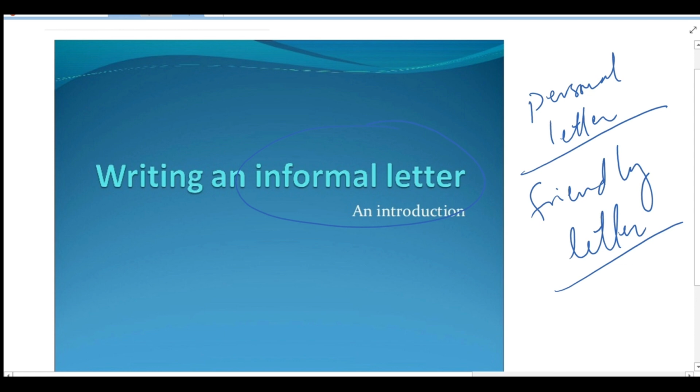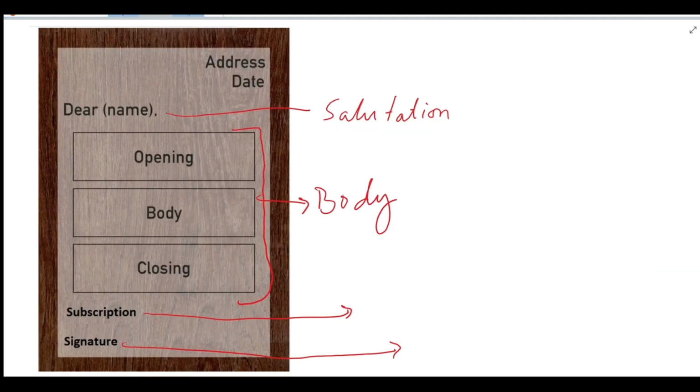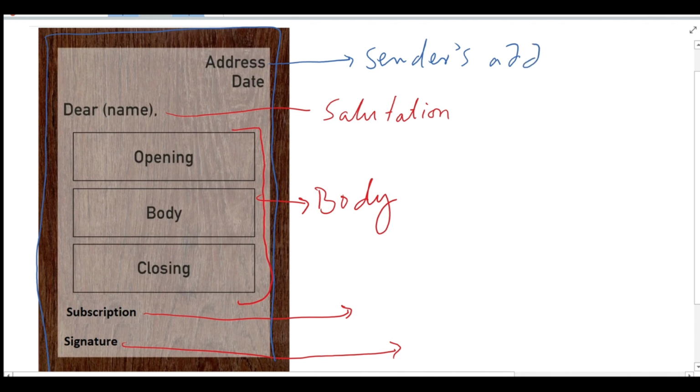So there are a few parts of this. Let's discuss it in detail. These are the parts of an informal letter. Suppose this complete thing is a page, so according to that we have to keep the format in mind. First of all, this is the address, the address of the person who is sending. So this is the sender's address. This is part 1. This is always at the top. It can be on the left, it can be on the right of the page.